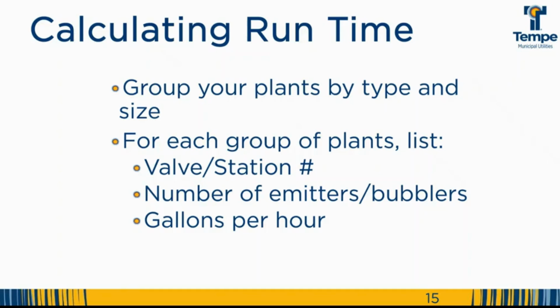First step, again, group your plants by type and size, and then for each grouping, list the valve and station number, list the number of emitters or bubblers at each plant, and list the output that we talked about in the last section, the gallons per hour output. If it's something like a bubbler that produces a certain amount of gallons per minute, just multiply that by 60 to convert that to gallons per hour.